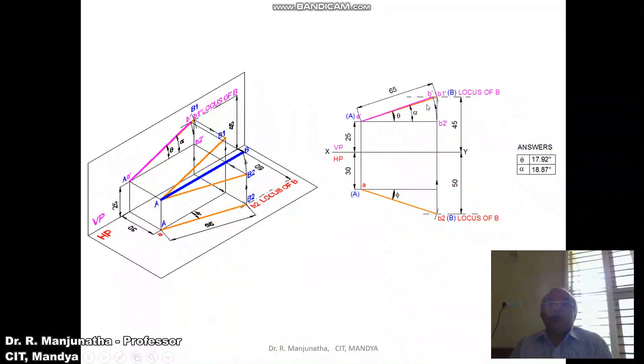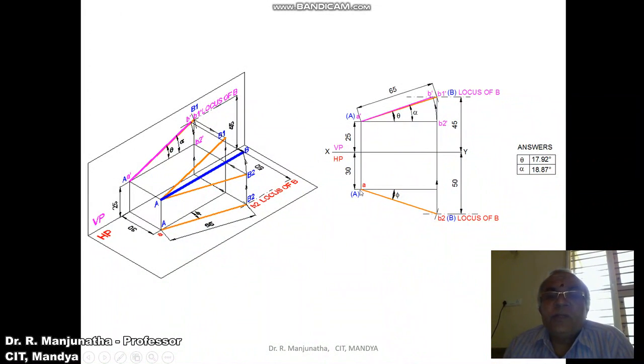So we are considering the top view true length. You take the top view true length line, which is AB2. Since it is the top view in true length, its front view is parallel to the XY line. So you get the front view line parallel to XY. With A dash as center, taking the radius of A dash B2 dash, you rotate it such that it cuts the locus of B in the front view, and you mark this point B dash and then join A dash B dash with a dark line. So this is how you will be able to analyze this problem stepwise.